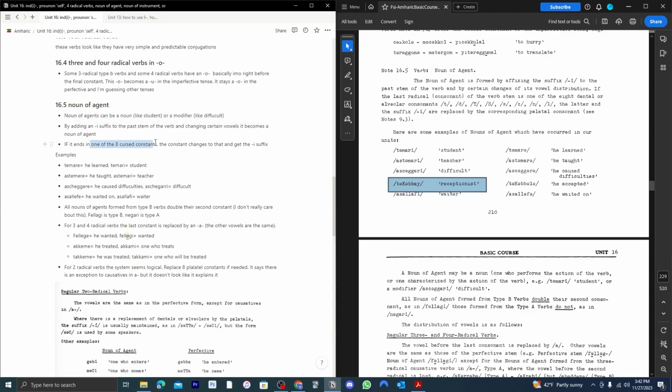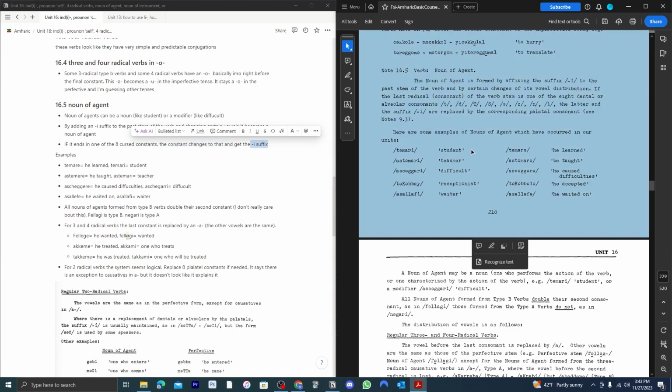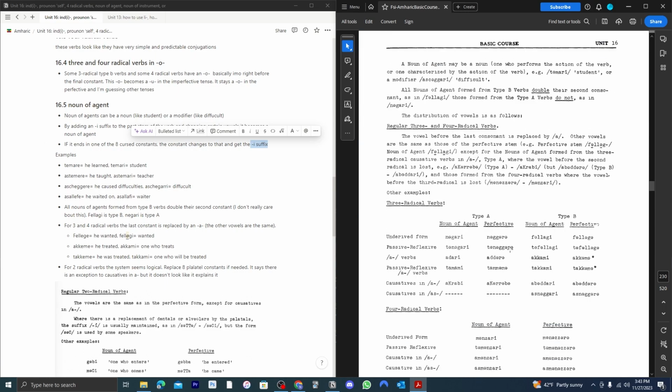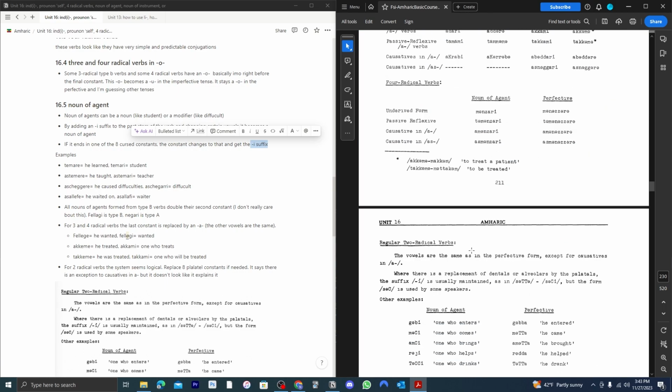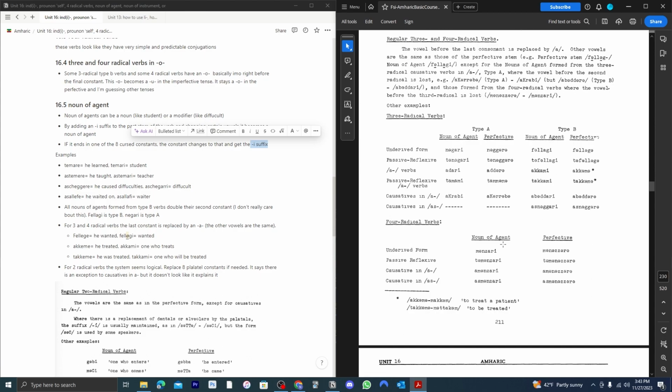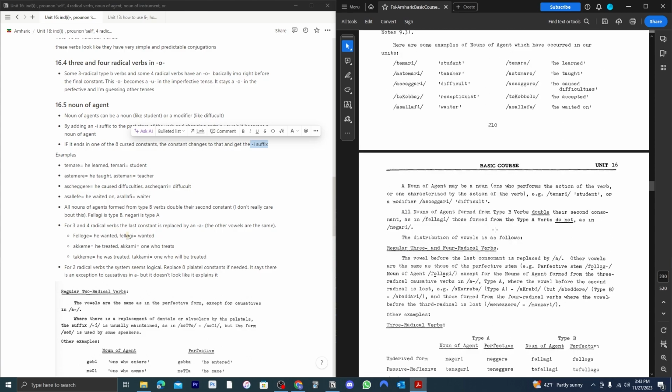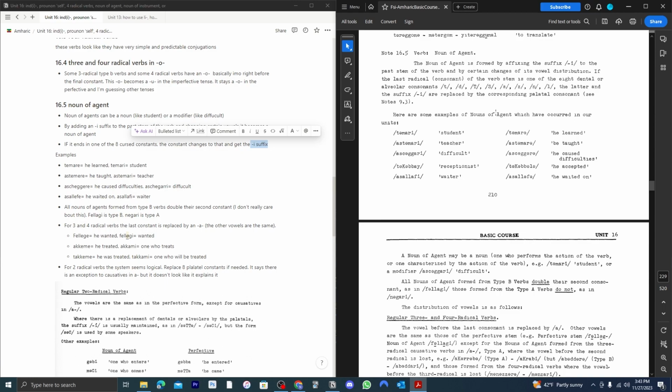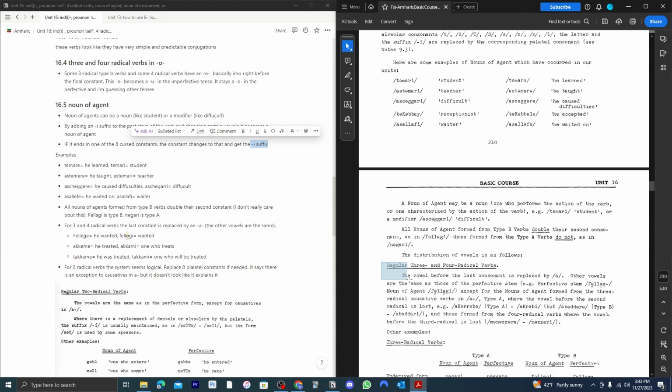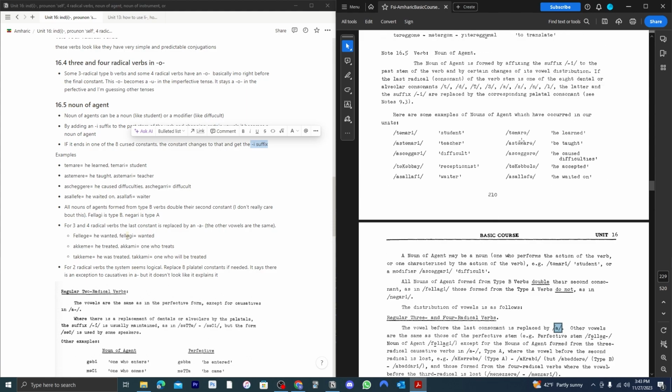The other thing is, if it ends in one of the eight cursed consonants, the palatal consonant needs to be changed to, and you throw an I onto the end of it. I think there's examples. Kind of down here. I'll try and find an example in a second, but I'll just continue with something you might have noticed, that the vowel before the last consonant is replaced by an A for three and four radical verbs. That's why you have, here we go, aschegeti.